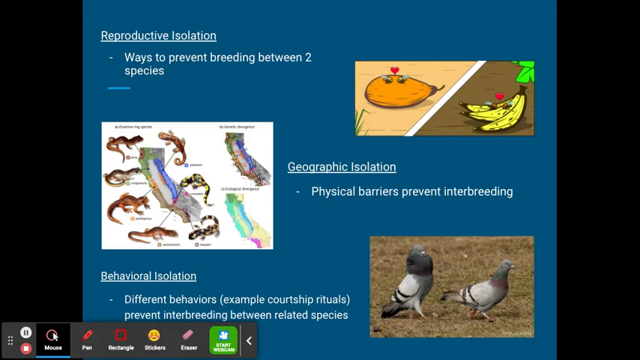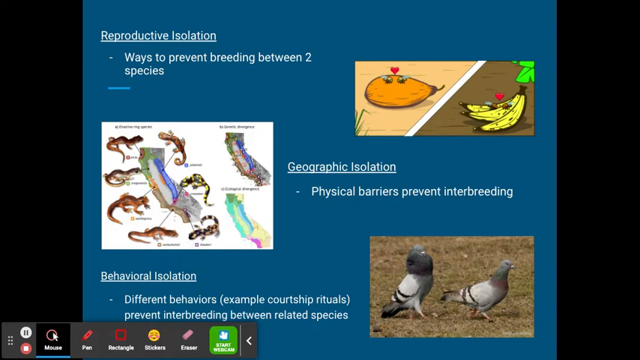Geographic isolation: physical barriers prevent interbreeding. So that's going to be like mountain ranges or oceans, things that these organisms cannot cross. If you look here, all these different geckos cannot cross this mountain range. I'm sorry, if they're a lizard. Oh, there's a salamander. Oh, I'm so sorry. I knew you were going to get me for that.